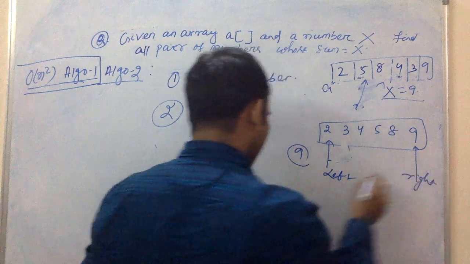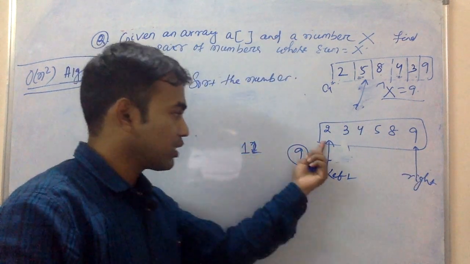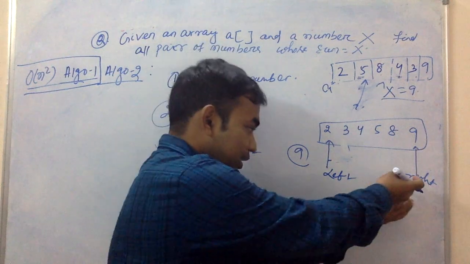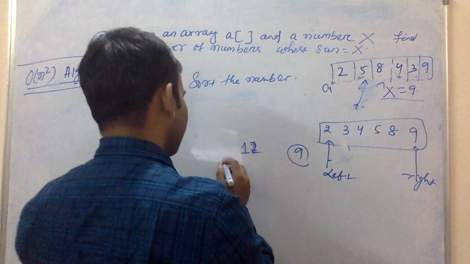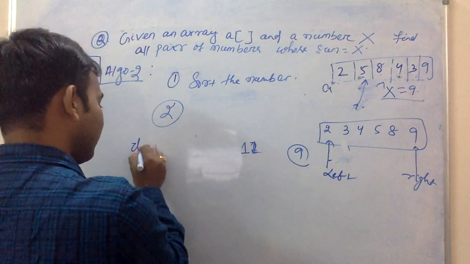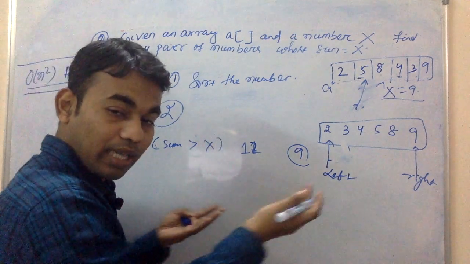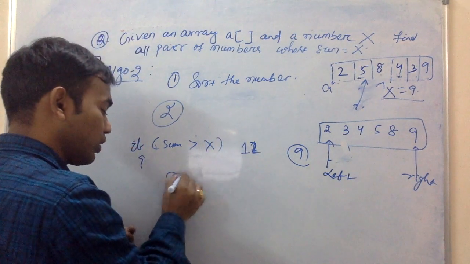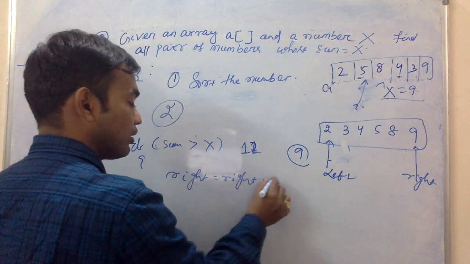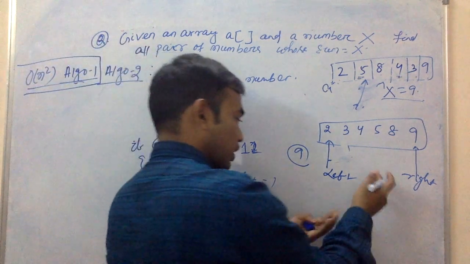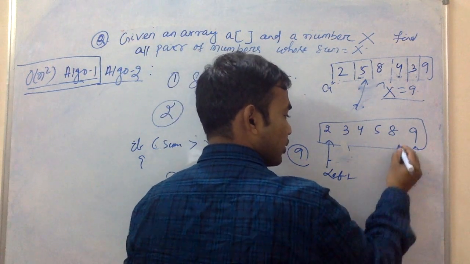If this sum is greater than x, then decrease the right pointer. That is the algorithm. If the sum is greater than x, you need to do right equal to right minus 1. That is what you need to do, because let us understand the algorithm first. So we need to point this one to here.